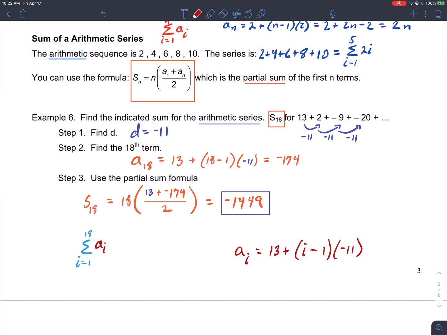I keep saying that, but that's an area where I see students get confused. So if I simplify this, it gives me 13 minus 11i plus 11, which simplifies to negative 11i plus 24. So my a sub i here can be replaced. I'm going to erase it and write in instead negative 11i plus 24. This is a general formula, using i as our index of summation, for the sum of the first 18 terms of this sequence.